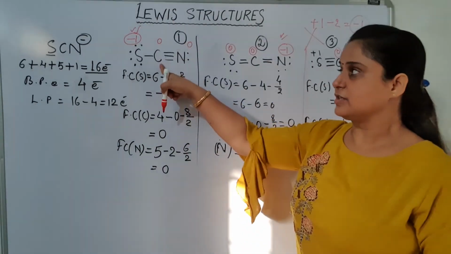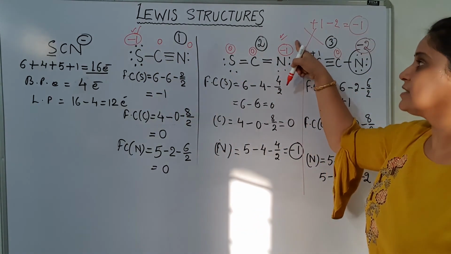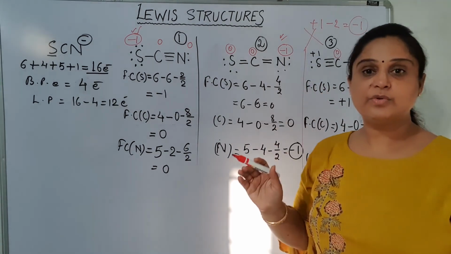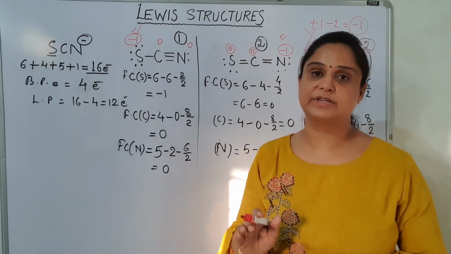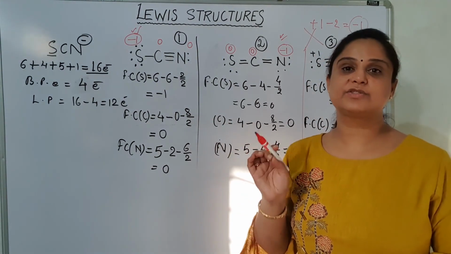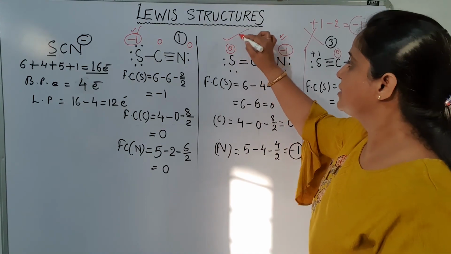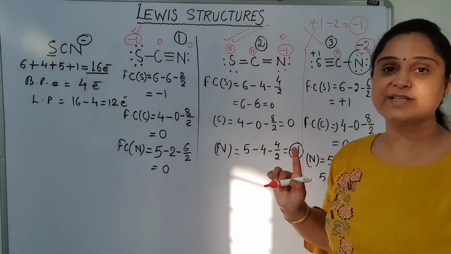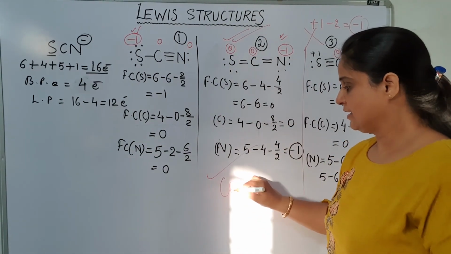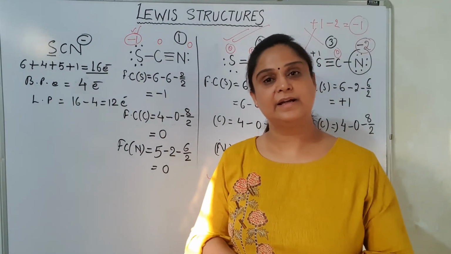In structure number 1, the minus 1 charge is on the sulfur. In structure number 2, the minus 1 charge is on the nitrogen. And we know that nitrogen is more electronegative than sulfur. So the structure in which the minus charge is on the nitrogen will be more justified. That is why structure number 2 is the correct Lewis structure. So this is the correct Lewis structure for the thiocyanide ion.